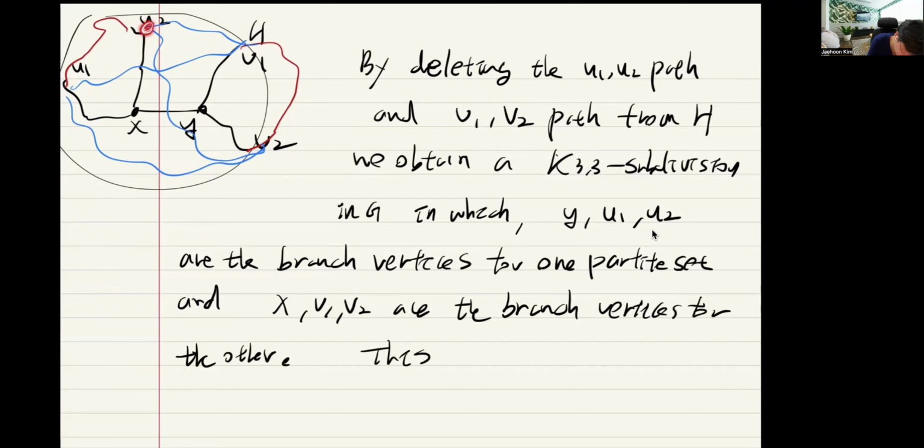So from here, you have like 3 paths to X, B1, B2. And yeah, again, from here and from here, you have 3 paths to X, B1, B2. So this gives us the subdivision of K33. This proves the lemma. So now we have what we need so that we can actually prove Kuratowski theorem.